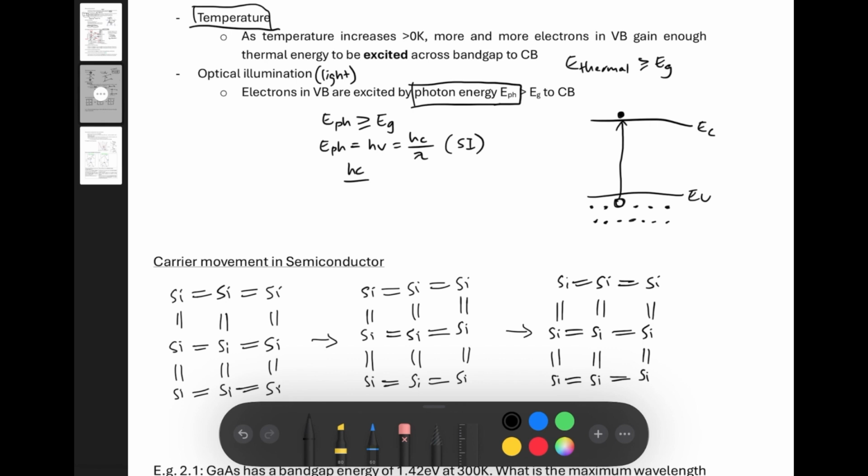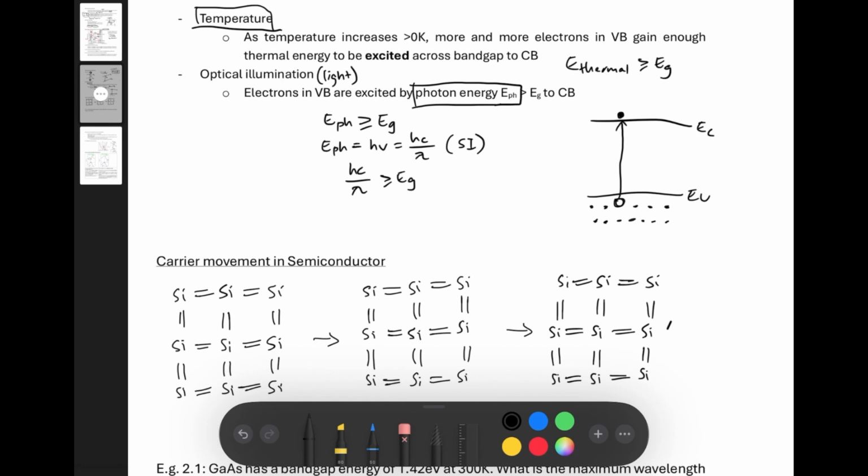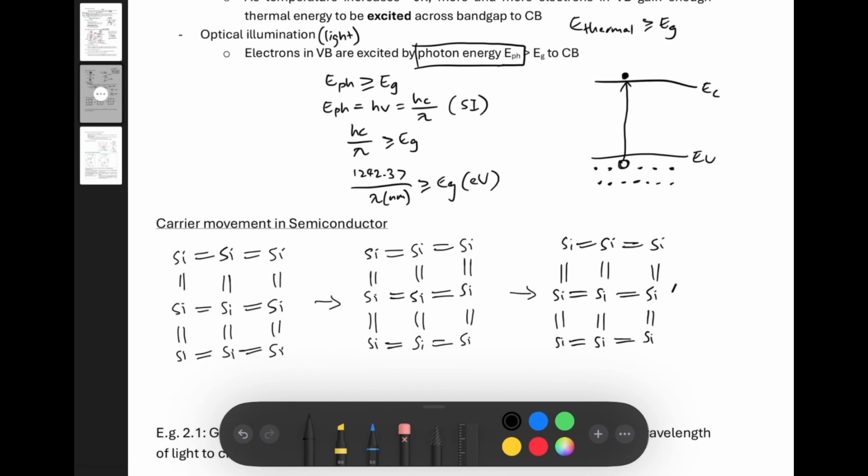Or you can write it like this because it's larger than the band gap energy. So normally we'll take a look at EG in terms of electron volts, and we'll look at wavelength in terms of nanometers. So another way to write this, a very close approximation, is 1242.37 divided by the wavelength, which is in nanometers, is larger than the EG, which is in electron volts. So this number is quite convenient when you are solving questions.